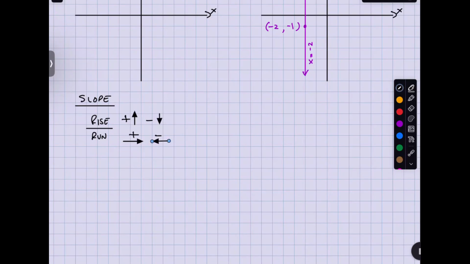Awesome. Okay. So let's use this and figure out what the slope of these two are. Is that fair? Because just because they're horizontal and vertical, it doesn't mean they don't have a slope. Well, kind of. Not have a slope. Okay? So let's take a look.